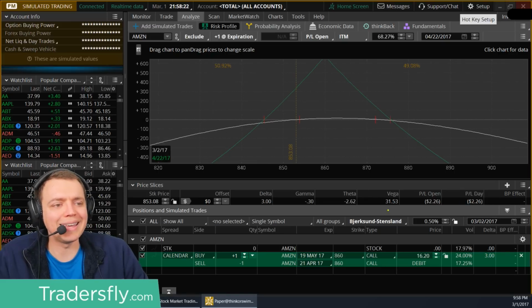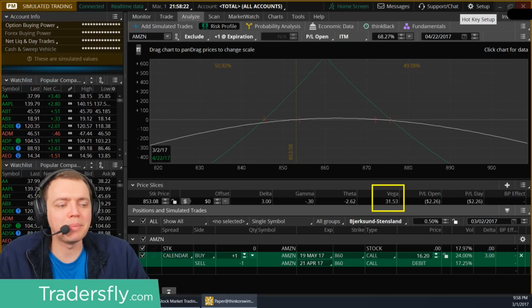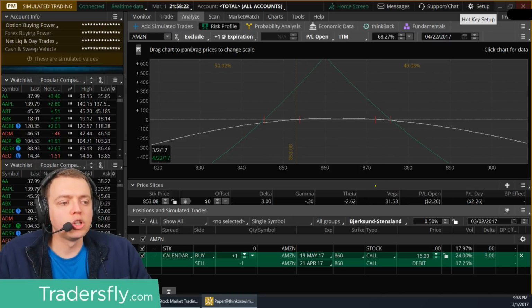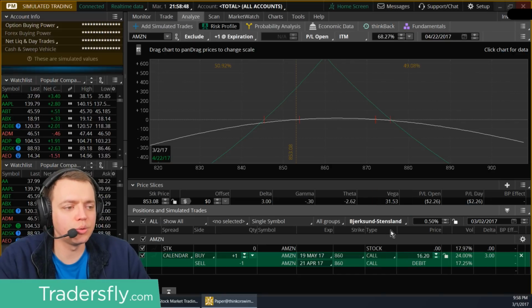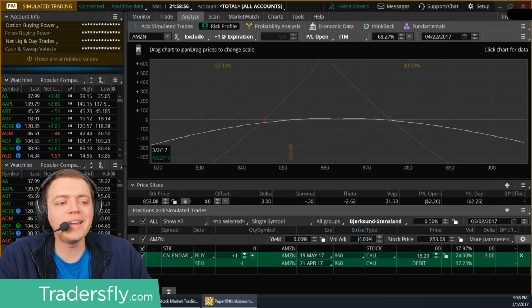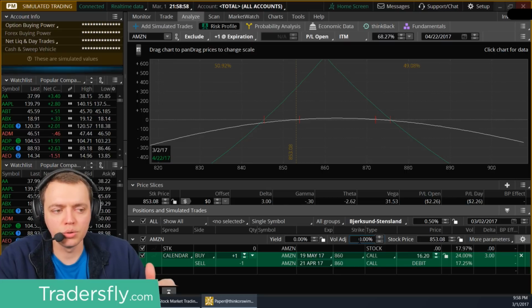When you look at a calendar, this position has a positive Vega. An iron Condor has a negative Vega, which I'll cover in a second. So when we look at a positive Vega on a calendar, when is it a better time to put on this calendar? Well, I'll show you the example. First, let's look at how the Vega works. If I take out this more parameters area, when does volatility help you in this calendar?